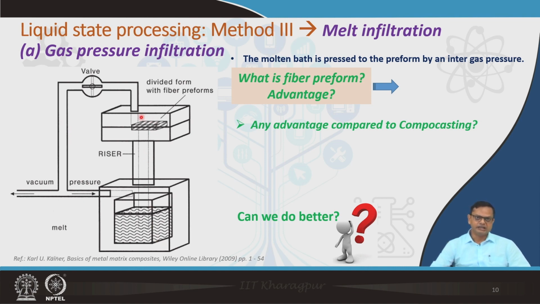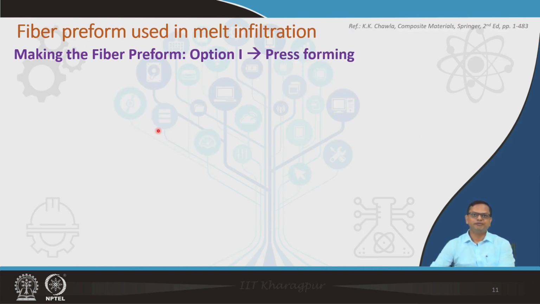What do you have here? You have a preform here. What is a preform? Let me talk about that first and then I will come back here. So a preform is basically loosely bound particles or fibers which will have enough porosity, okay. It is basically green compacted particles or fibers with enough porosity, and the idea is to infiltrate this porosity with the molten metal.